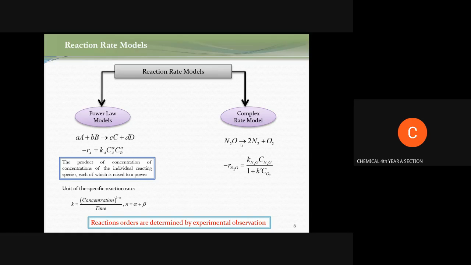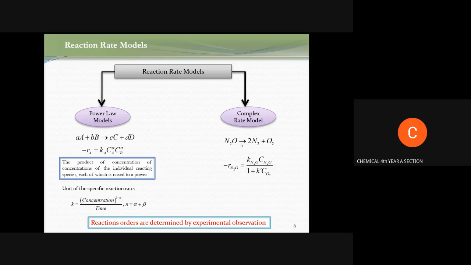Before the unit of the specific rate equation, you have to know about the complex rate model, the second one. Here we have to analyze the rate constant for product and feed, and convert the product into feed and the feed into product. That is a reversible reaction. It is not represented in the slide, so you can easily find it on the web or in textbooks. For irreversible reactions, we use power law models. For reversible reactions, we use complex rate models.